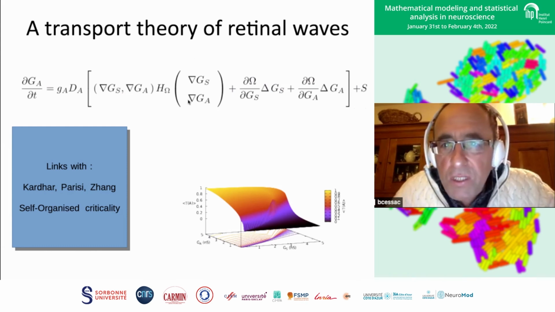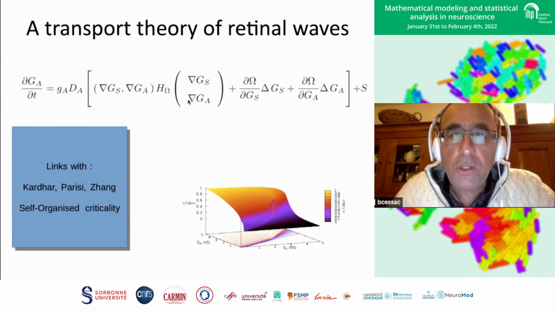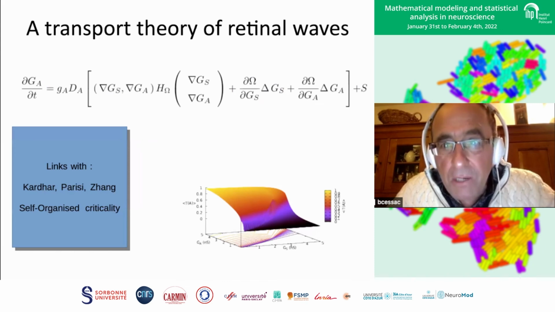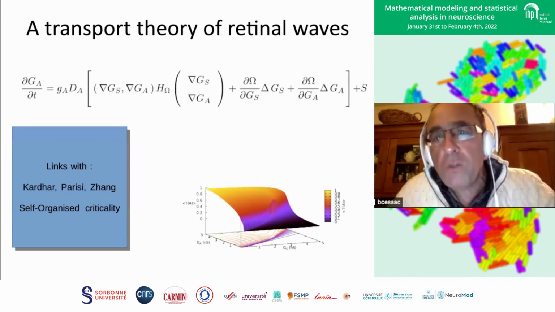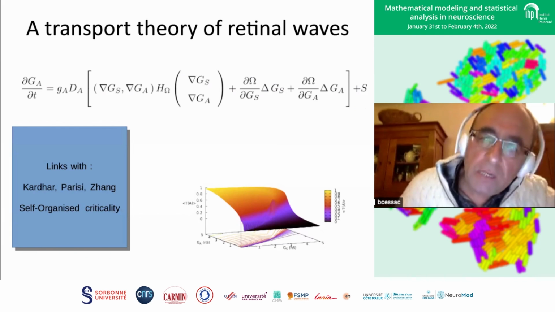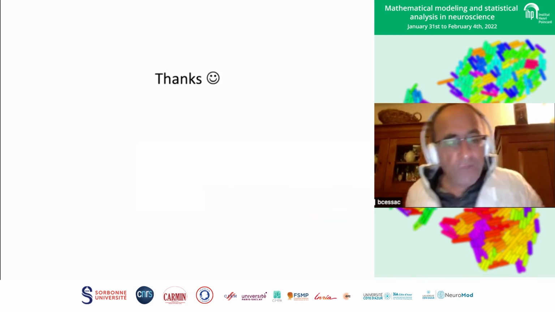If there are physicists in the room, I also would like to mention that in some approximation, it is also close to what is called the Zhang model of self-organized criticality. Actually, this is the same Zhang, who proposed also a model of self-organized criticality, which can be written as a singular diffusion equation. Voilà, I'm finished.